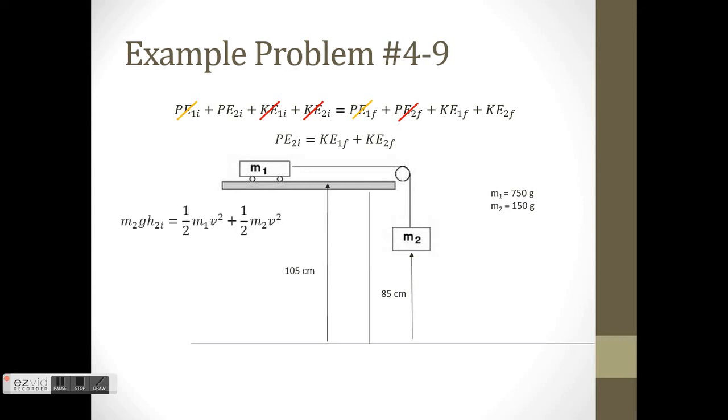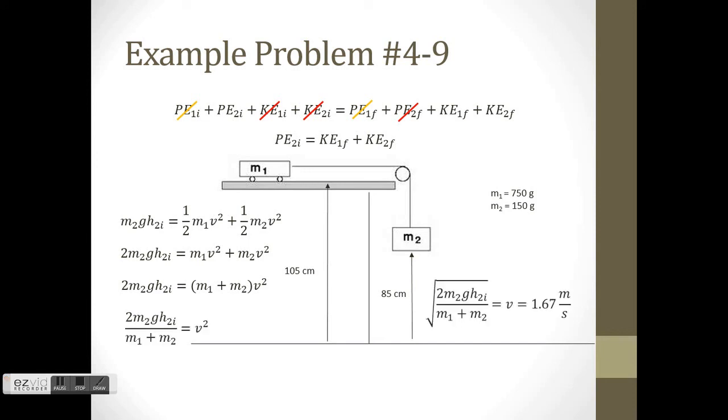So if we plug that in, the one thing I know is that the velocity of both these objects is going to be the same. They're connected by a string. Multiply both sides by 2. I can't cancel mass off because the masses are different. So 2 m2 g h initial 2 is equal to m2 plus m1 times v squared. Divide by the sum of the masses and square root.